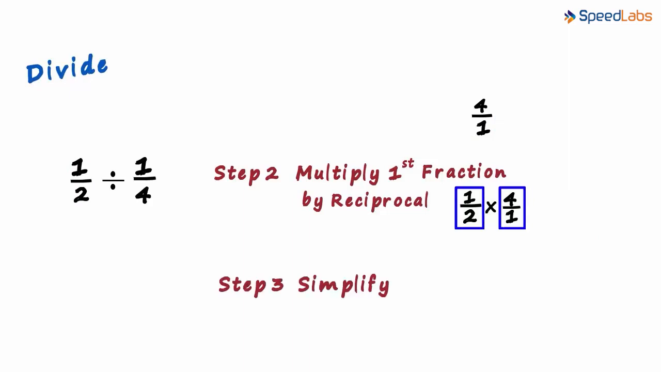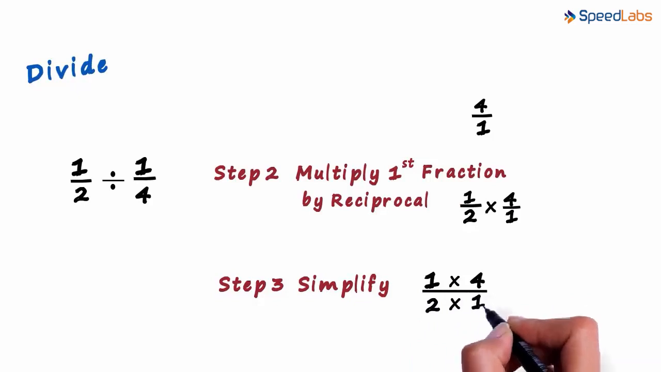To multiply two fractions, we multiply the numerators and keep the product in the numerator. Multiply the denominators and keep the product in the denominator. Then simplify. Product of the numerators is 1 multiplied by 4, and that of the denominators is 2 times 1.